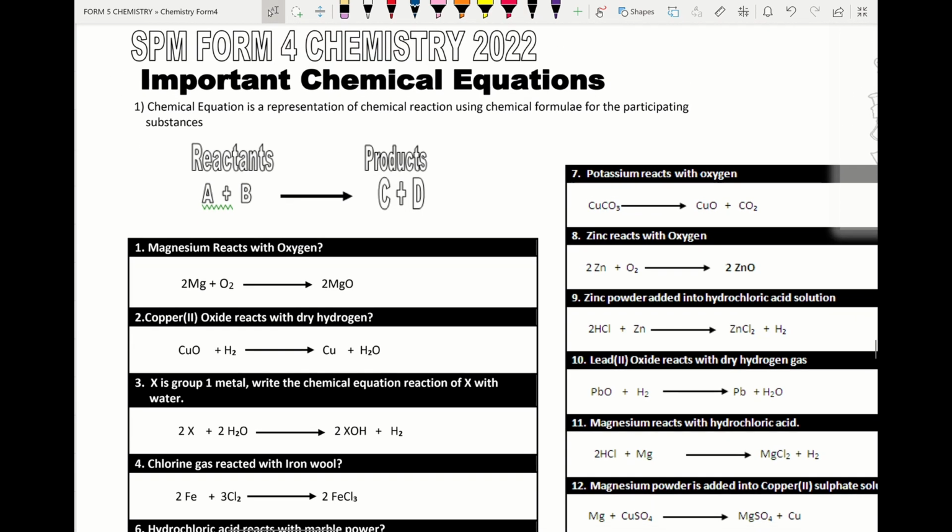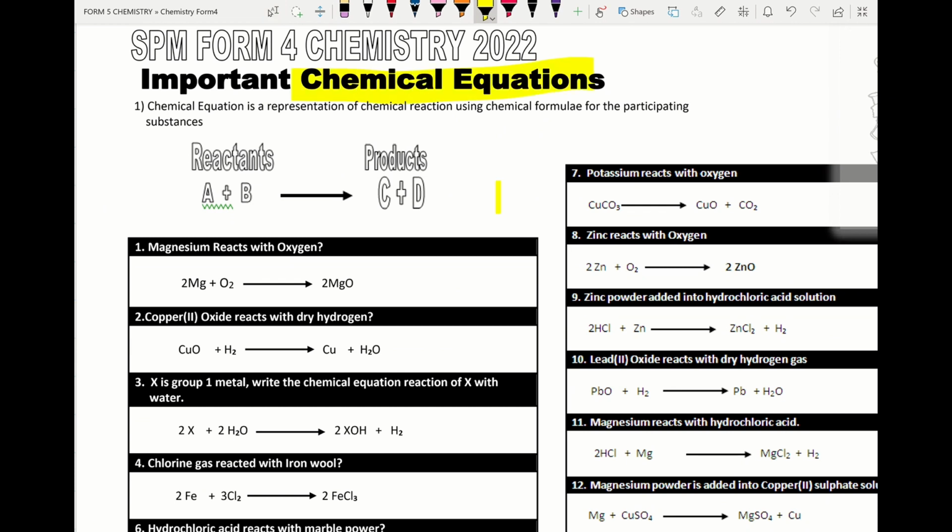Next one, important chemical equations that students must remember. The chemical equation represents the chemical reaction by using the formulas for the participating substances. So we have here the reactants, the substances that react. Alright, this symbol stands for react, and this symbol stands for produce. Please remember. Alright, and the products will be C and D.